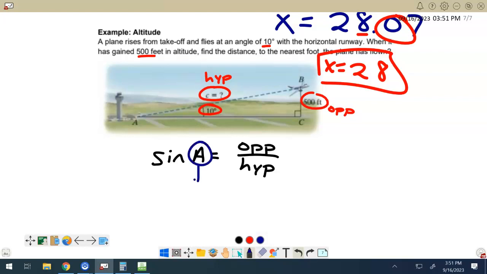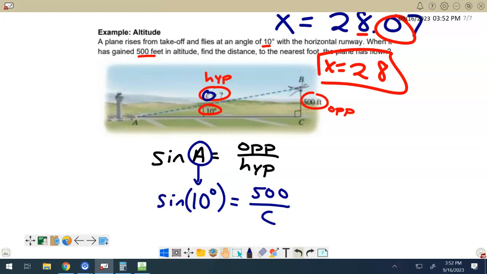we know the angle this time, right? We don't have to use x for that. It's 10 degrees. So I can plug that in for the angle. Opposite is 500. The hypotenuse is what I'm looking for. I guess we could just call that C, right? We'll just keep calling that C. So there's my formula. I've plugged in what I know. I'm left with this variable C. I need to solve for that variable.